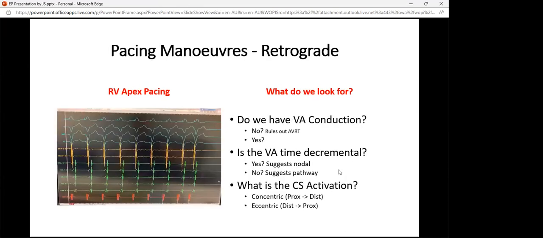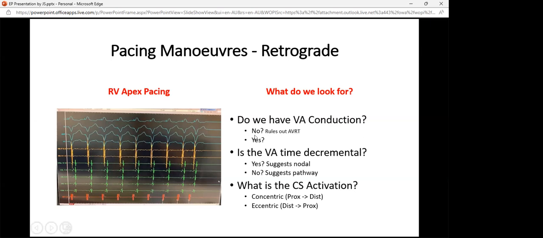So when we're pacing the ventricle, we're asking ourselves 3 questions, really. And again, we're trying to rule out things as we do this. Now, the first question we ask ourselves is, do we have VA conduction? Now, if the answer is no, meaning that as we pace the ventricle we do not have signals going from the V to the A, then we do not have VA conduction. Now, as I said before, with AVRT, it's important that you have VA conduction, whether it's across the node or via a pathway. But for this sustained tachycardia of AVRT, you need to have VA conduction. If we don't, then straight away we can rule out AVRT as a possible mechanism for this tachycardia.